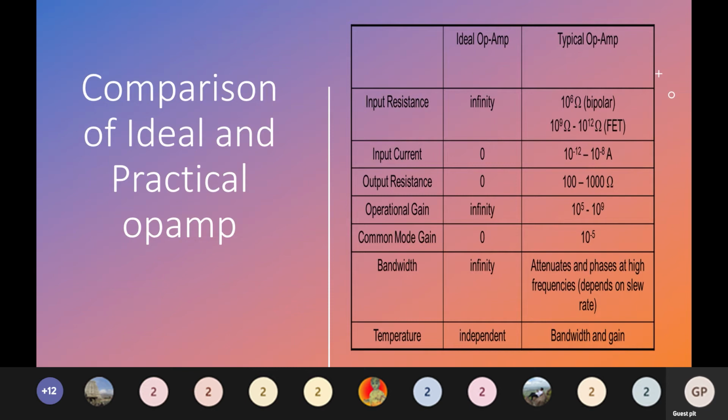Similarly, input current, ideally speaking, is 0. So no current will enter into the op-amp. That is the meaning. But practically speaking, you'll have a very small amount of current, in the 10 power minus 12 to 10 power minus 14 range. And then output resistance is 0 ideally, but practically you'll have a small value in this range. Now you can compare the ideal and practical characteristics of op-amp.